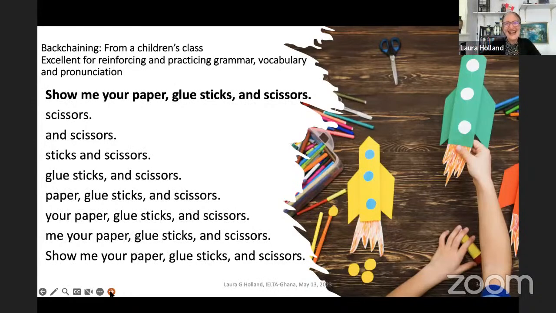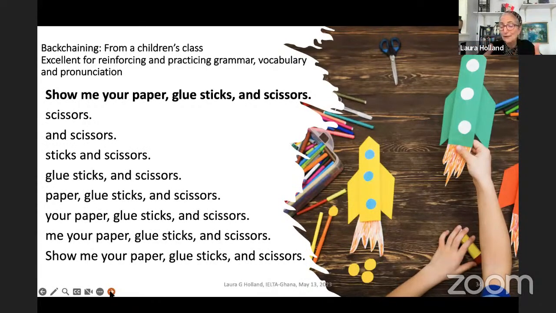And she had them setting up for an art project. What she did was she said, okay, everybody, show me your paper, show me your glue sticks, show me your scissors, which was a fabulous online classroom management technique to make sure that these littles were all ready to do the art project that she was leading.